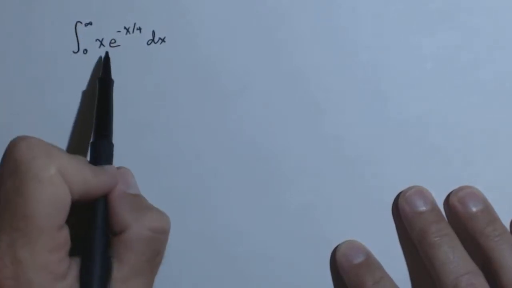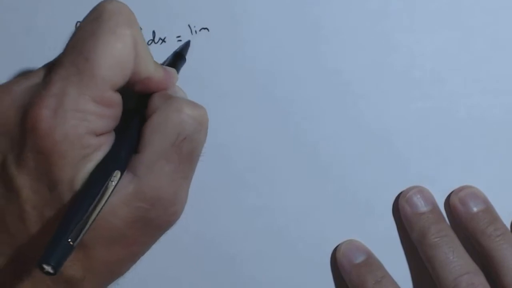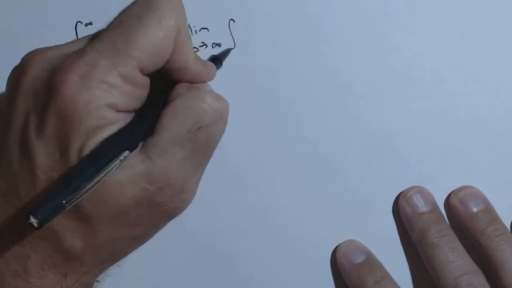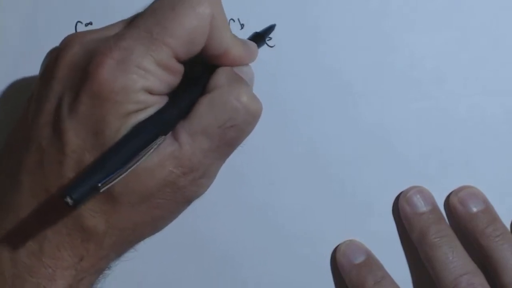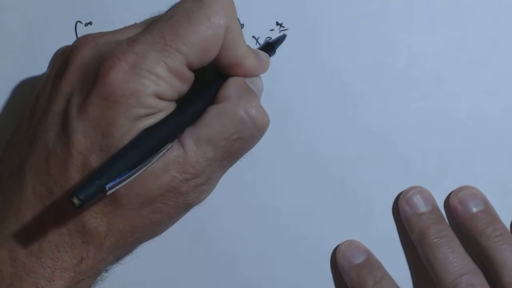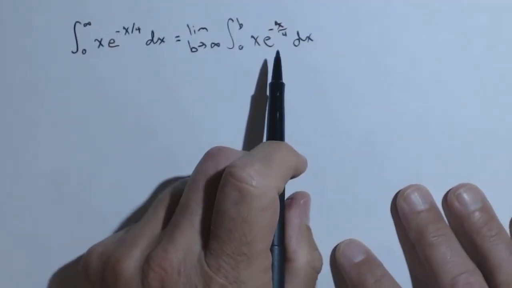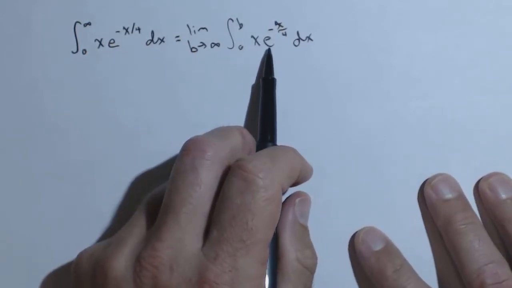So we have an improper integral. First thing we do is turn it into a proper integral with a limit. So limit as b goes to infinity of the integral from 0 to b of x e to the minus x over 4 dx. And we need to calculate this antiderivative. This is going to be an integration by parts.